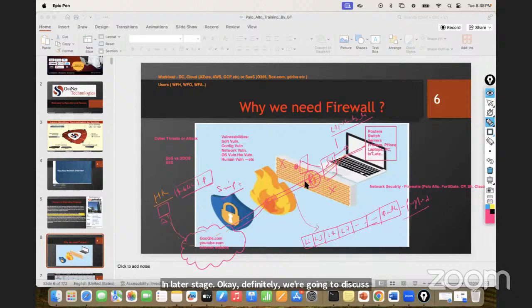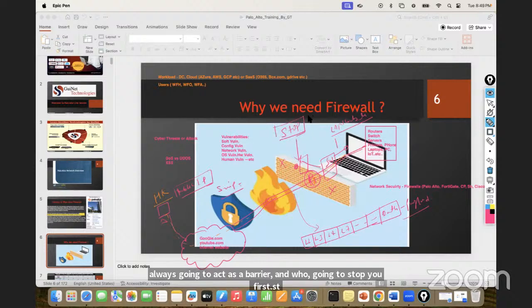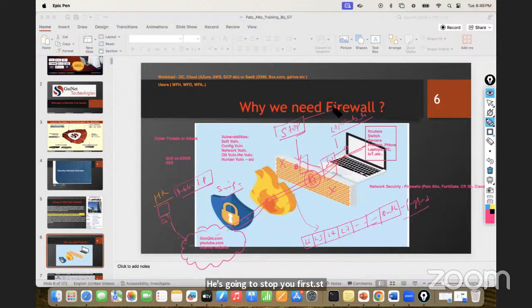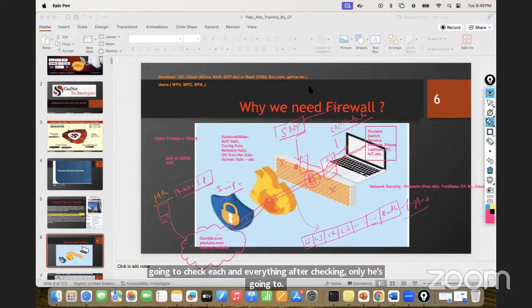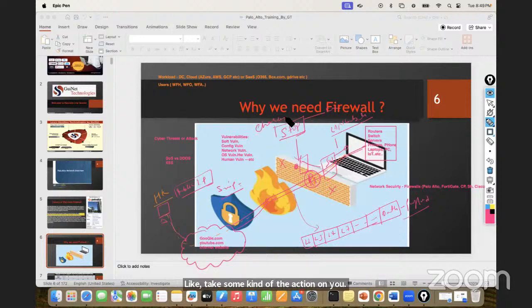But most important, whenever we are going to send a packet, before going to the internet, there should be something that always acts as a barrier and is going to stop you first. He is going to stop you first. He will do the checking, right? He is going to check each and everything. Only after checking is he going to take some kind of action on you, right? So checking is going to happen here. Checks are going to happen. They're going to stop you.